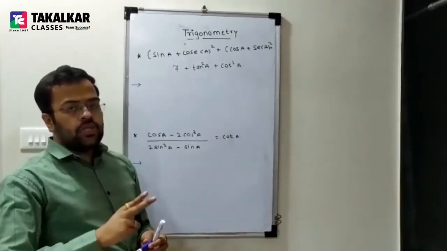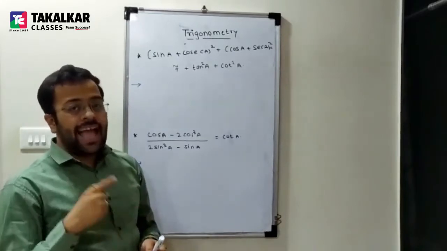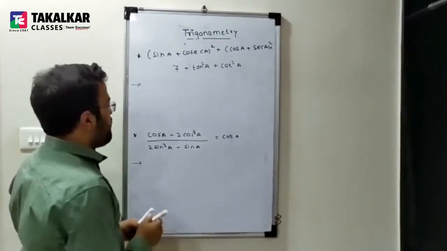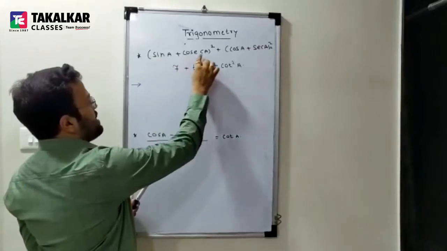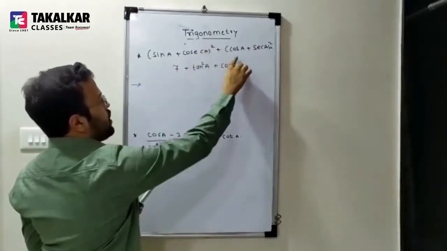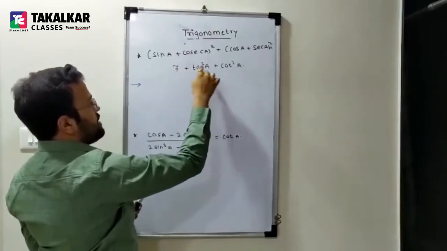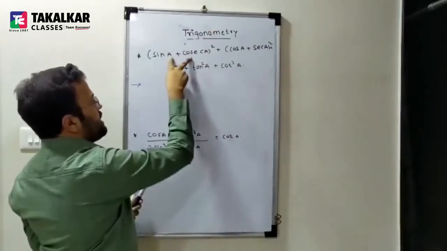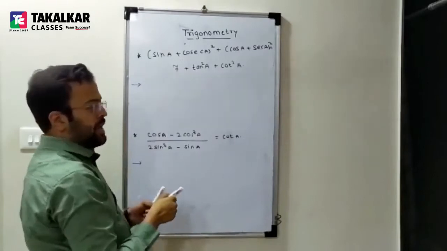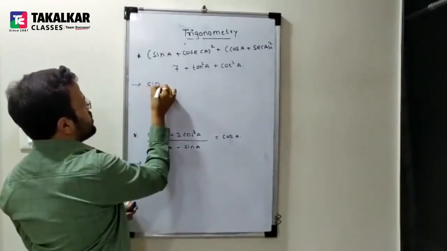Now for next two sums, I'll give you just hint and you have to try that sums. For example, this sin a plus cosec a whole bracket square, cos a plus sec a whole bracket square. What do you want here? 7 plus tan square a cot square a. Now this is in the form of a plus b whole bracket square. So just expand. So what do we get?